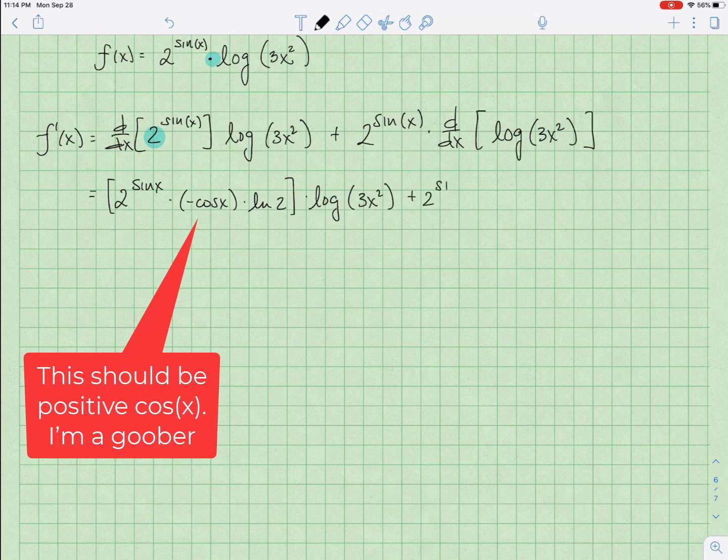Then plus 2 raised to the sine x power. I'm going to take the derivative of log of 3x squared. Now, this argument isn't so complicated that I got to use log rules to break it up. It's not that bad. But what is different here is this is not base e, it's base 10. So the derivative of the logarithm is 1 over the inside times the derivative of the inside. That's easy enough, I'll just do that. Times the derivative of the inside, and then divided by the natural log of the base.